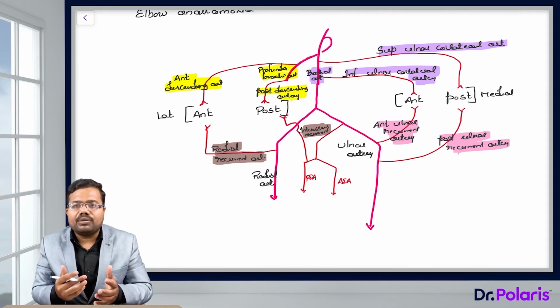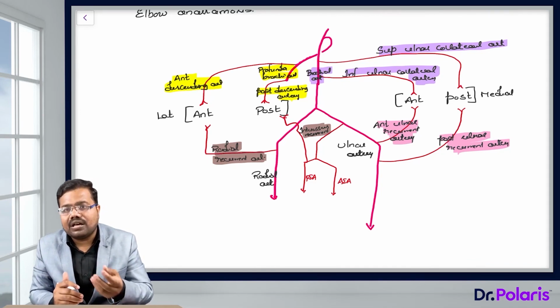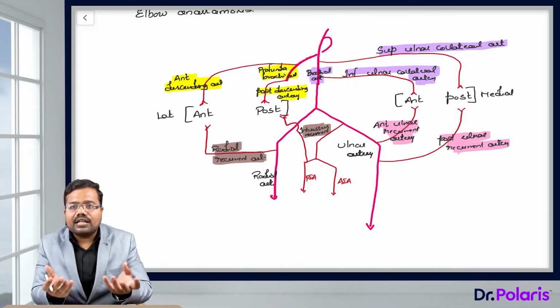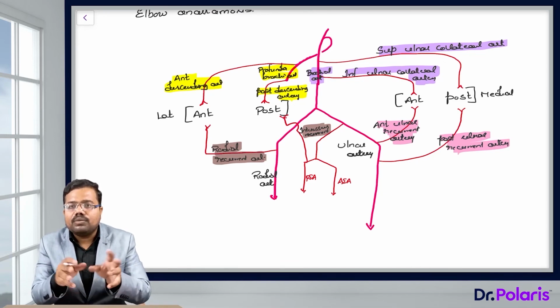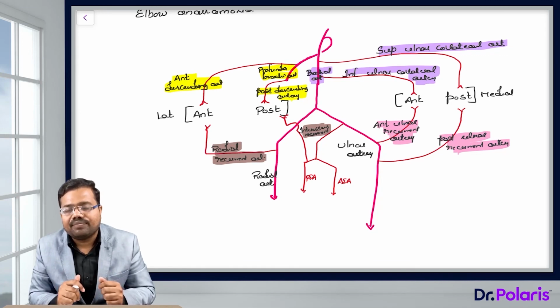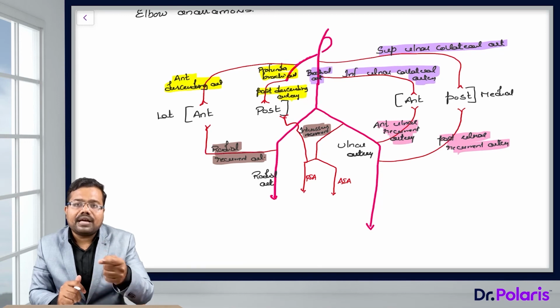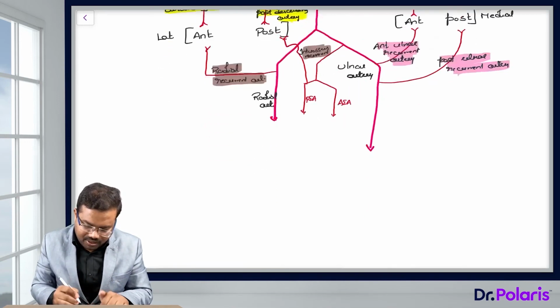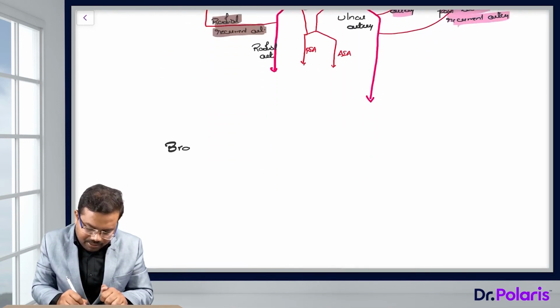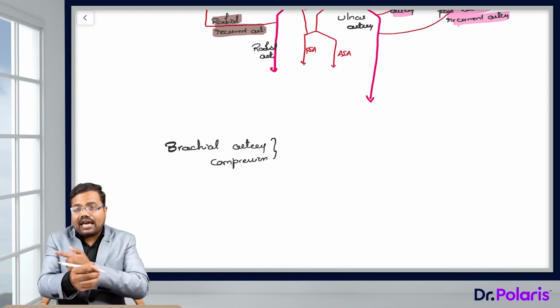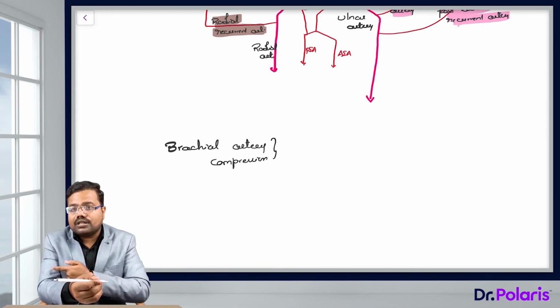And why is it important? Because if there is any obstruction of the brachial artery at the level of the elbow joint, just in front of the elbow joint, then this anastomosis will form another pathway through which the blood will go to the distal parts. Sometimes the brachial artery, before these branches, may get compressed. Brachial artery compression may be due to a humerus fracture or due to any cast applied tightly around the arm.